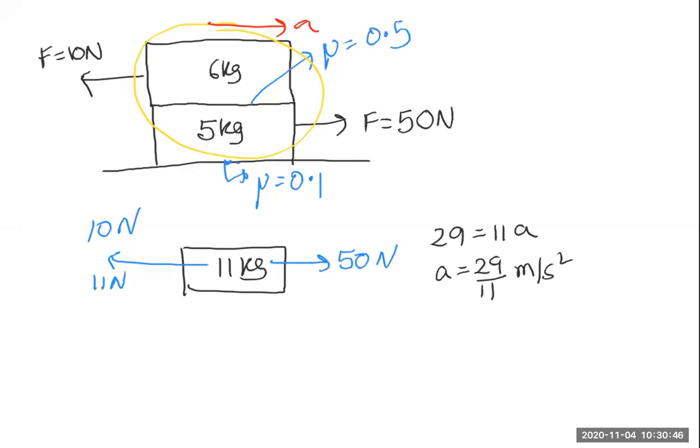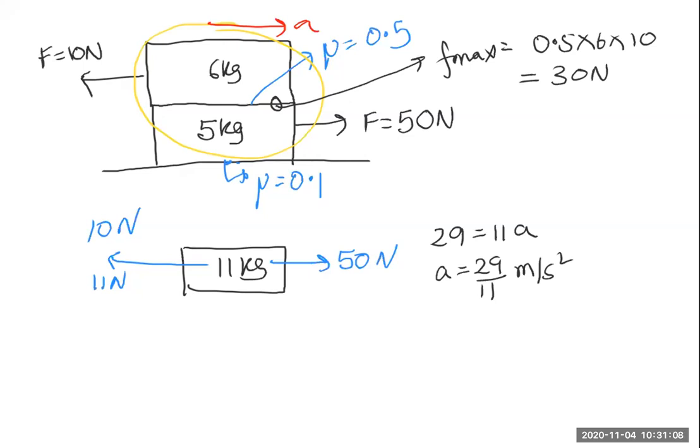अब हम बात करते हैं, let's talk about the F max at this surface. So F max here will be equal to 0.5 into 6 into G. That is equal to 30 newtons.